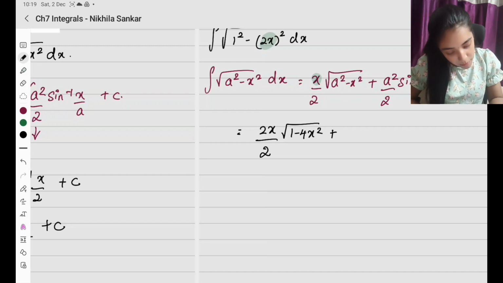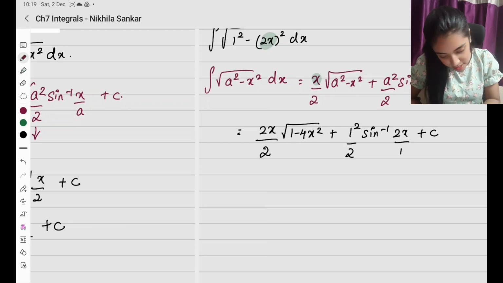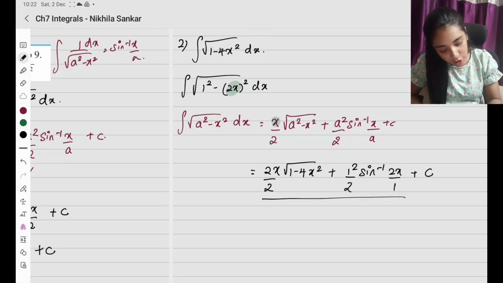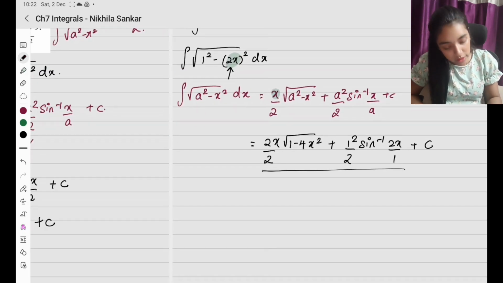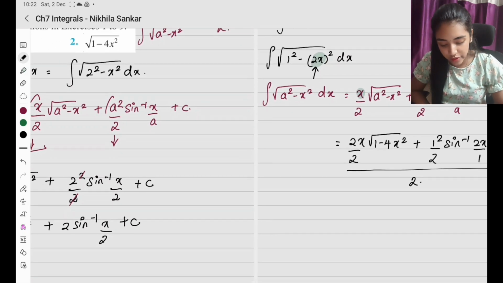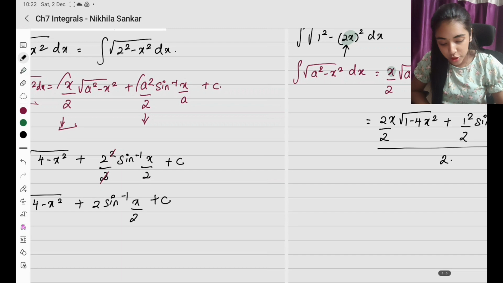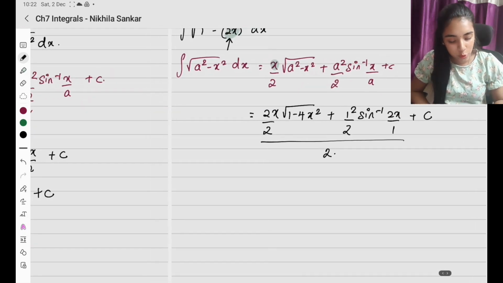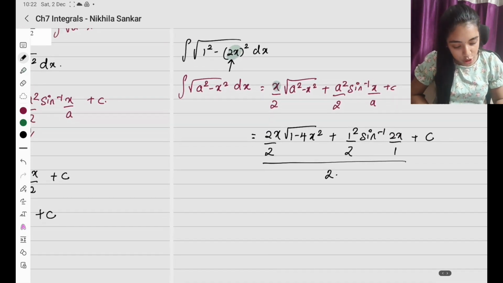So 2x divided by 2 square root of a square minus x square, which is the question itself, 1 minus 4x square plus a square divided by 2. a square is 1 square divided by 2 sin inverse of x by a, which is 2x divided by 1 plus c. But remember, your coefficient of x is nothing but 2. இல்லையா? அதனால you have to divide the whole equation by 2. இந்த இடத்துல the coefficient of x was simply 1. But here the coefficient of x is going to be 2. So you have to divide by 2.